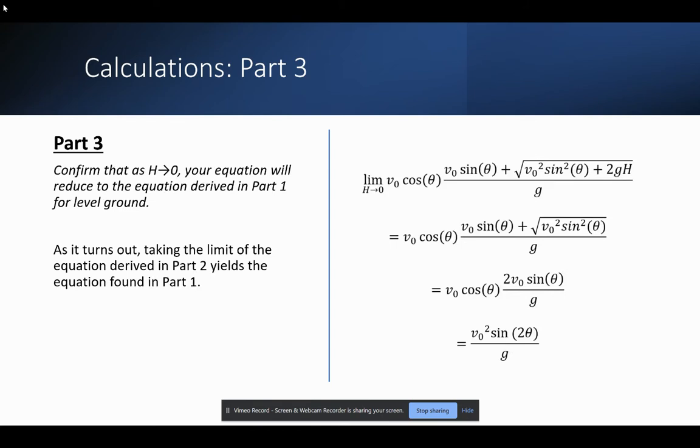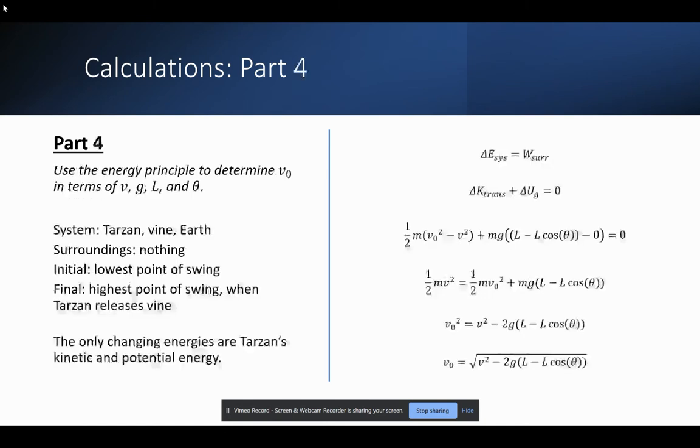For part 3, the task was simply to confirm that as h approaches 0, your equation would reduce to the equation derived in part 1 for level ground. As it turns out, taking the limit of the equation derived in part 2 yields the limit equation that was found in part 1.